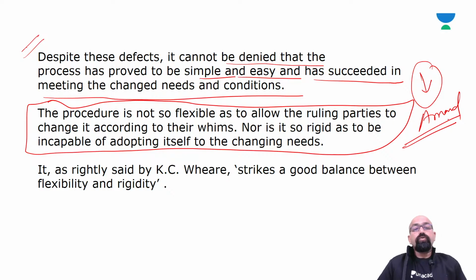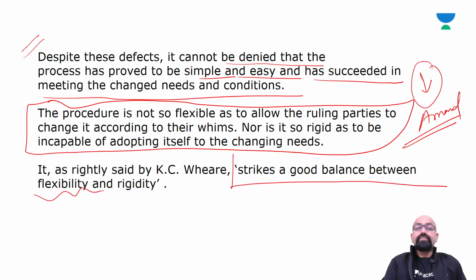So one of the experts and jurists, K.C. Wheare, said that our Article 368 strikes a good balance between flexibility and rigidity.